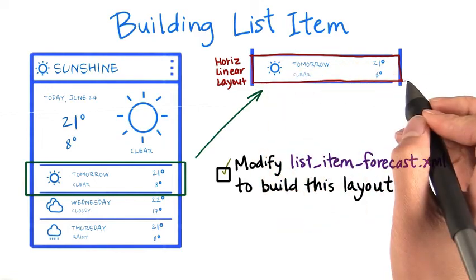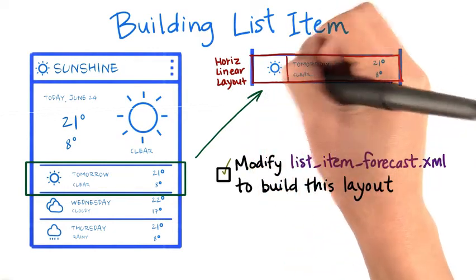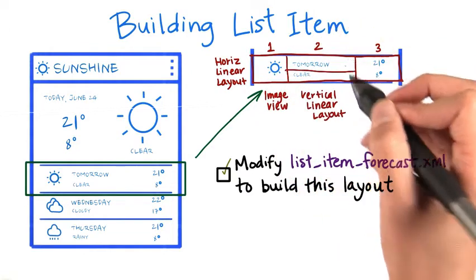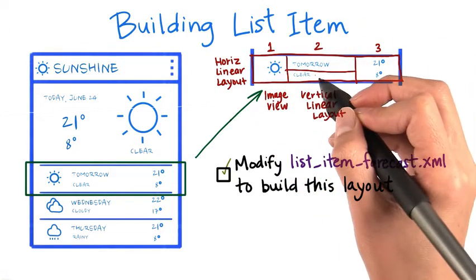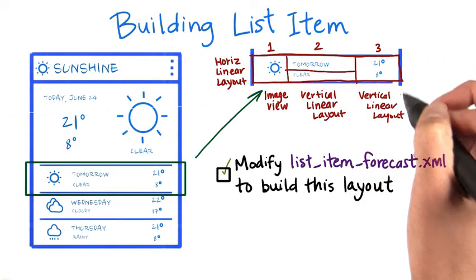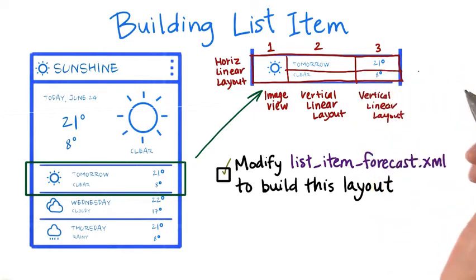To build up this list item, we created a horizontal linear layout with 3 children. The first child is an image view. The second child is a vertical linear layout composed of 2 text views stacked on top of each other. The third child is the same. It's a vertical linear layout composed of the 2 temperature text views stacked on top of each other.